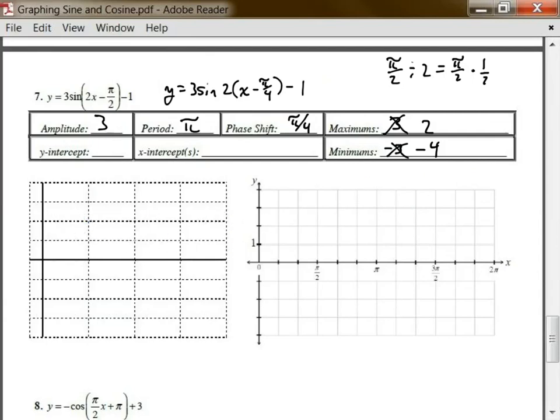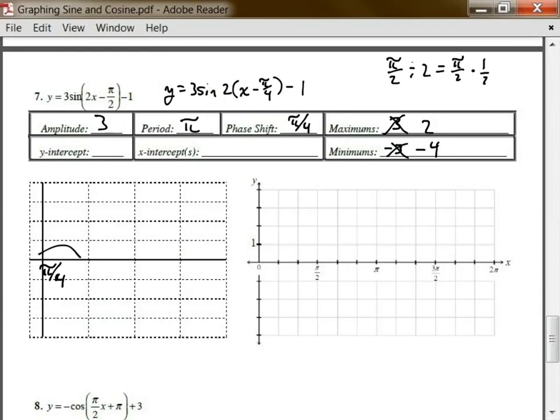Our sine function normally looks like this. Okay, like that. We normally start at 0, but wait, we have a phase shift. It's a phase shift of positive pi over 4. So that means our first X value is not going to be 0. It's going to be pi over 4. And then our period is pi.